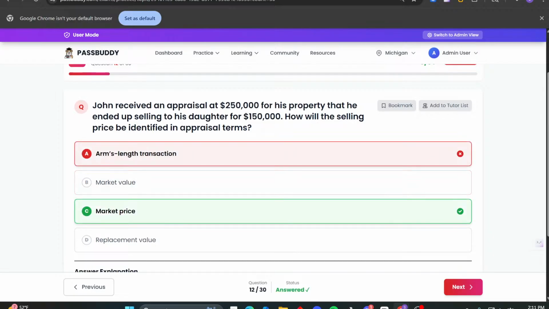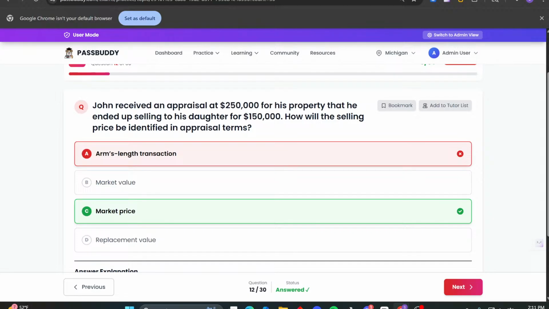So, this is going to be identified as market price, because listen to what I'm going to tell you. A couple people in our Facebook group typed in arm's length transaction. Now, let me explain why that isn't the case and why it is going to be identified as market price. Remember what I said: what the home sells for is the market price. The market value is what it should sell for.